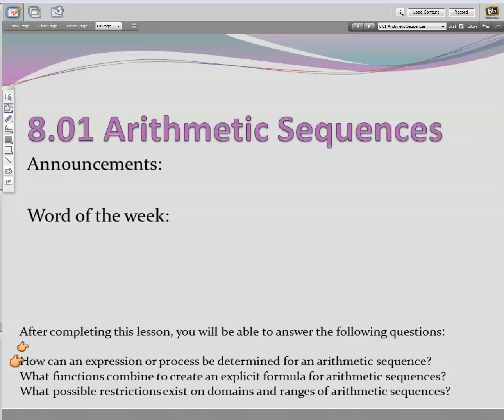We'll look at how we can create explicit formulas, which is basically the equation that we're looking at in part 1 there. And then, are there any restrictions on sequences? So we're going to take a look at the domains and ranges of arithmetic sequences today.